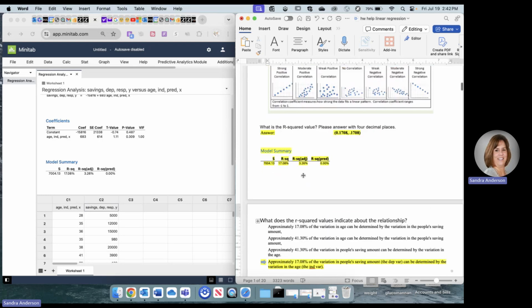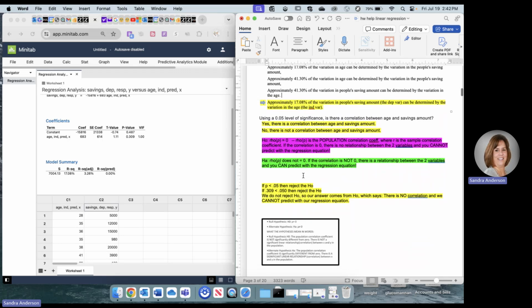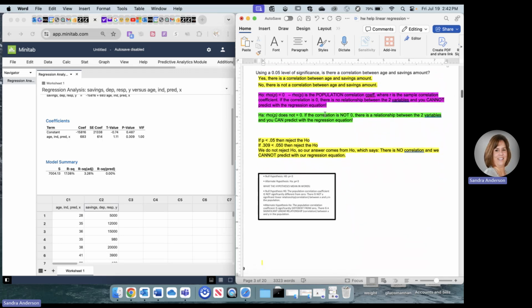So now when you go to hypothesize, you always use the population, like we've done this whole second half of the course. Remember, your null hypothesis is always the equal part. Your alternate hypothesis is the not equal part. So the null is rho equals 0, and HA, which is the opposite, is rho does not equal 0.